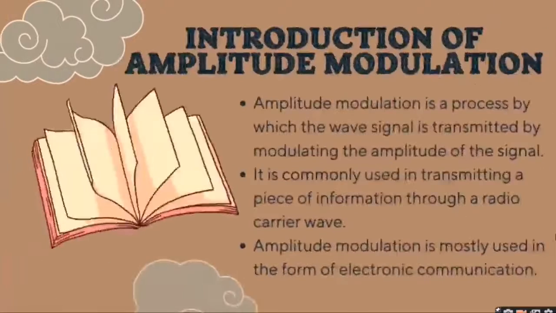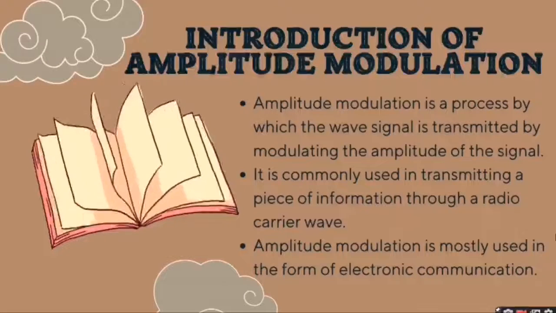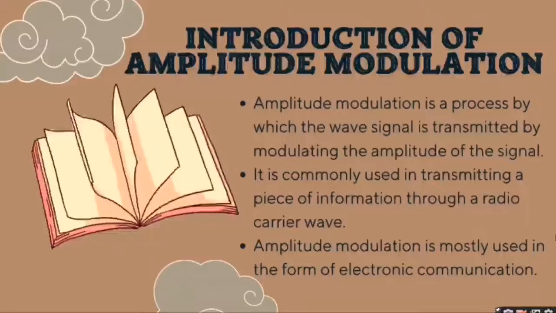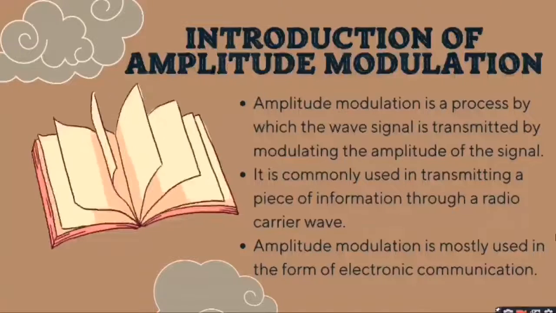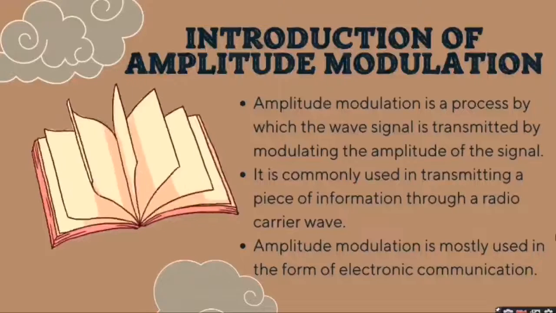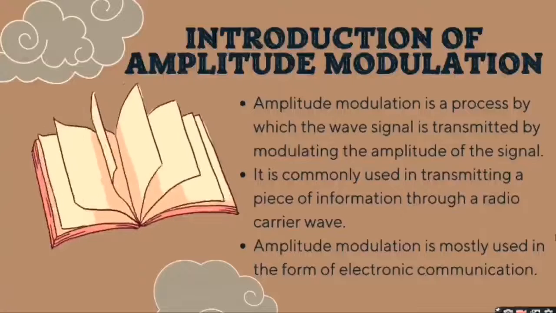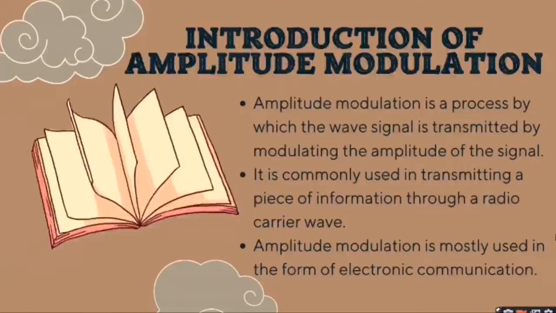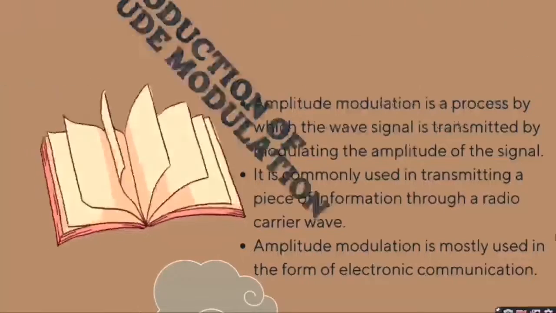Okay, for my topic, introduction of amplitude modulation. Amplitude modulation is a process by which the wave signal is transmitted by modulating the amplitude of the signal. It is commonly used in transmitting a piece of information through a radio carrier wave. Amplitude modulation is mostly used in the form of electronic communication.